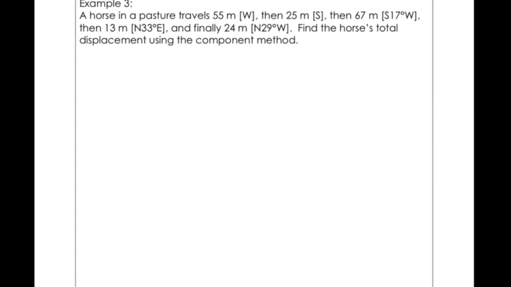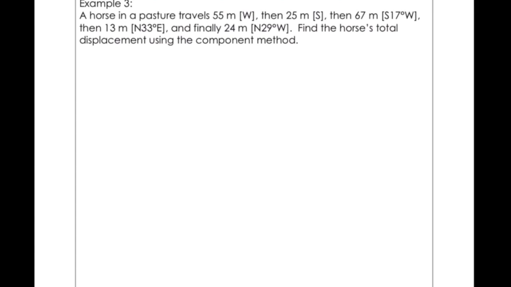We're going to use the methods that we just discussed over adding multiple vectors in component form. Okay, so here in the example, a horse in a pasture travels 55 meters west, then 25 meters south, then 67 meters south, 17 degrees west, then 13 meters north, 33 degrees east, and then finally 24 meters north, 29 degrees west. Find the horse's total displacement using the component method.